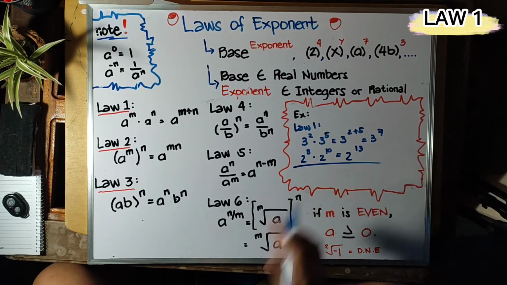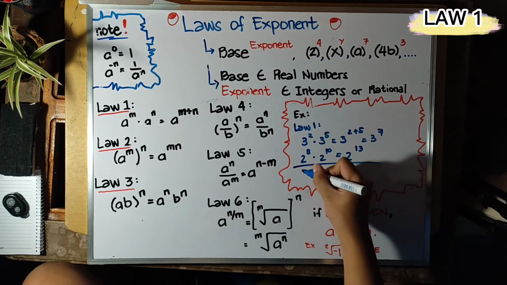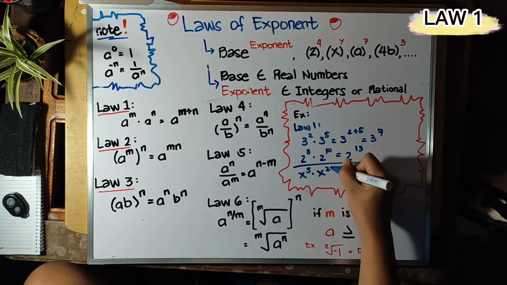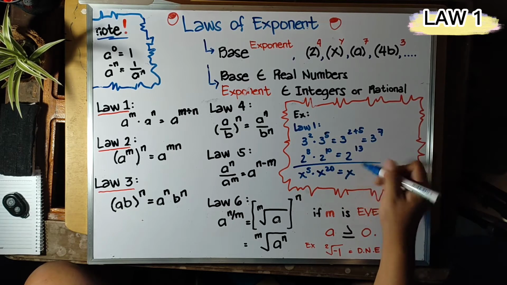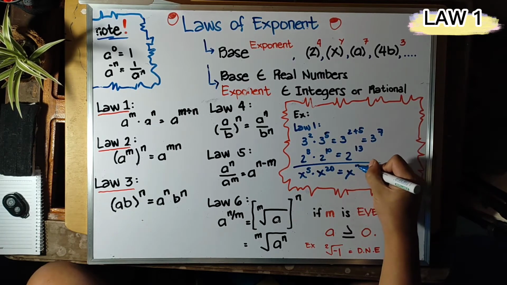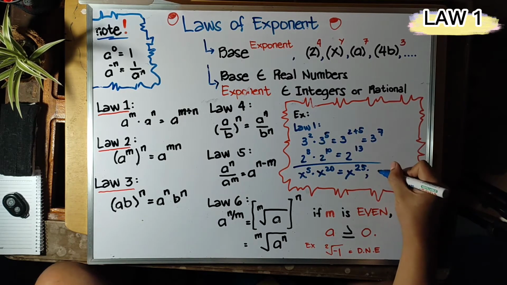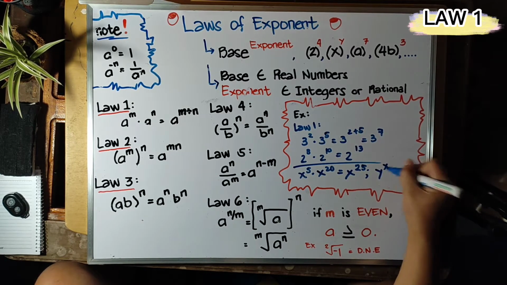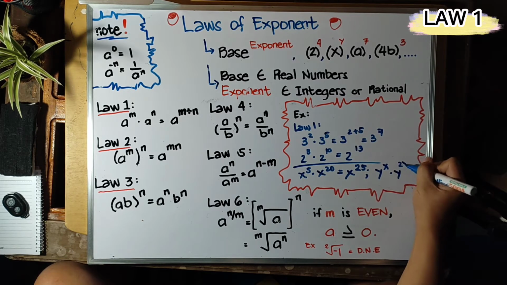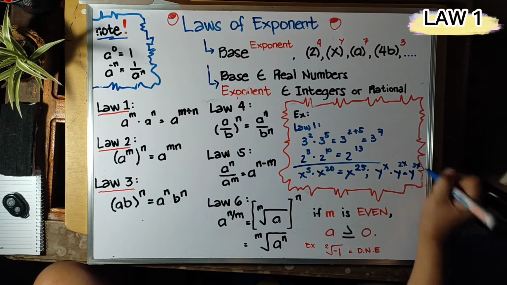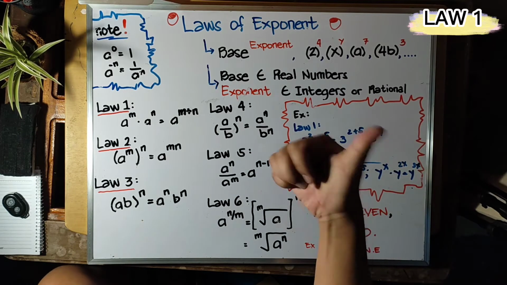And also, it will follow even if mga indeterminates. Say for example, x raised to 5 times x raised to 20. The answer is x raised to 25, since 5 plus 20 is 25. Another example, y raised to x times y raised to 2x. Equivalently, y raised to 3x. Okay?